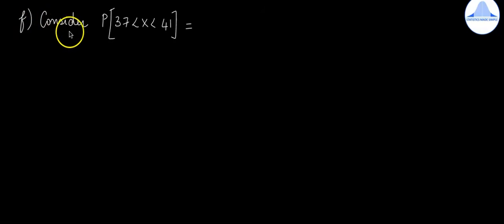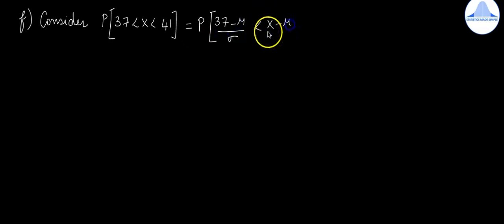The sixth subdivision, consider probability. You have to find out between 37 and 41. So write probability, then write the number 37 less than x less than 41. So this is read as x lies between 37 and 41. So now you have to standardize. Standardize means you have to subtract mu and divide by sigma from all the three terms. So it is 37 minus mu divided by sigma is less than x minus mu by sigma is less than 41 minus mu divided by sigma.